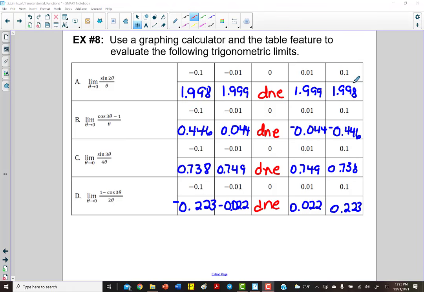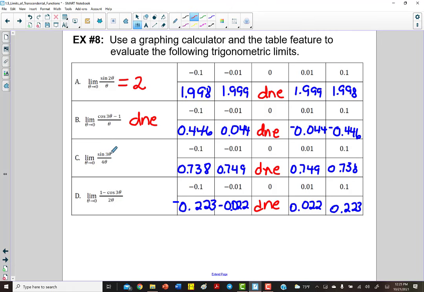Now I've looked at each one of these functions one at a time, and I noticed at my target number I have a do not exist for each one of these. But if we consider what's happening on the left and the right, you can see this limit is approaching 2. And this limit is a positive y value on the left, but a negative y value on the right. So in this case, we have a does not exist. That would be more like a vertical asymptote.